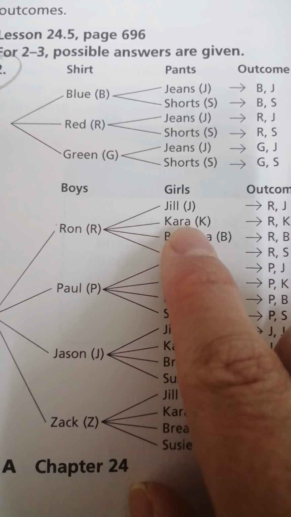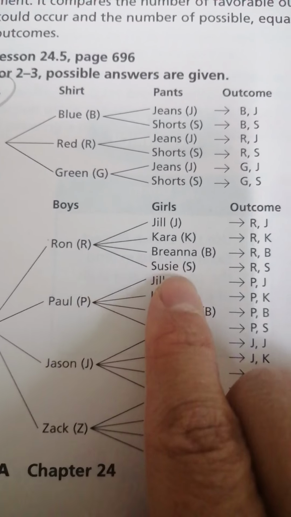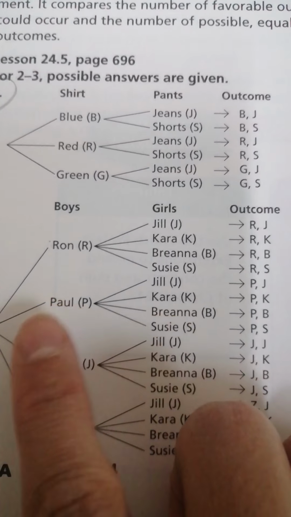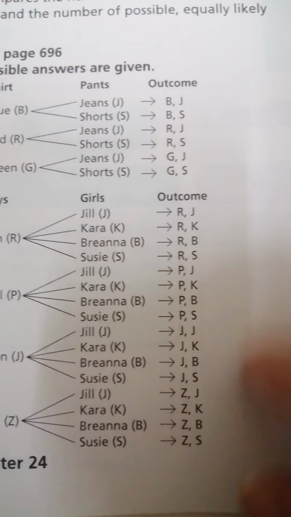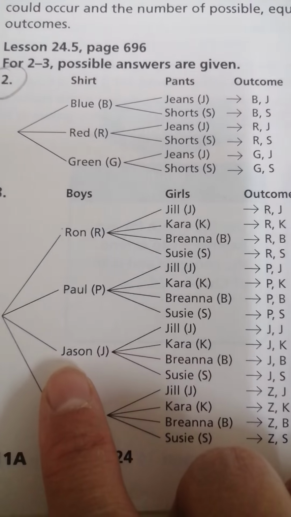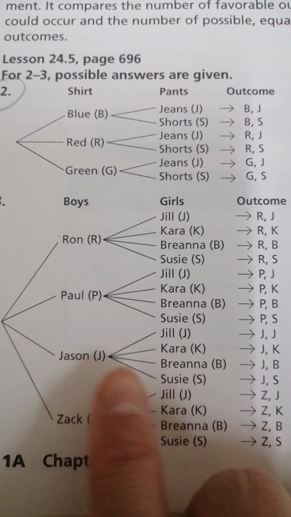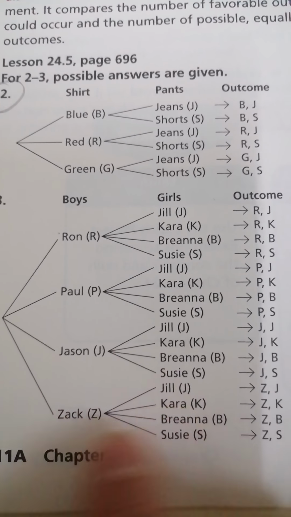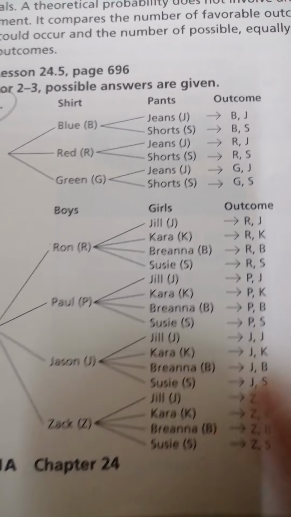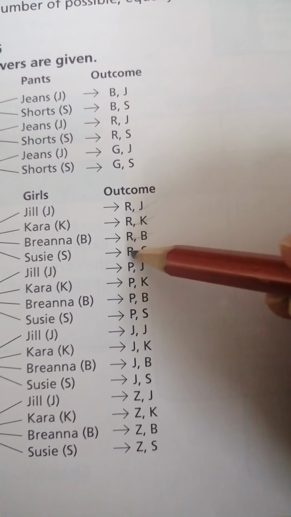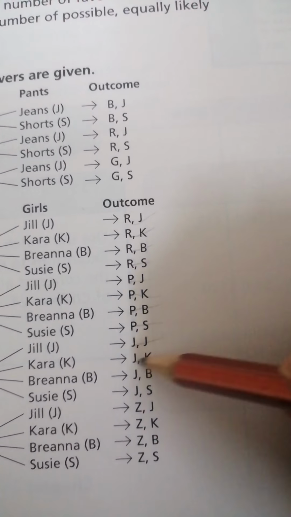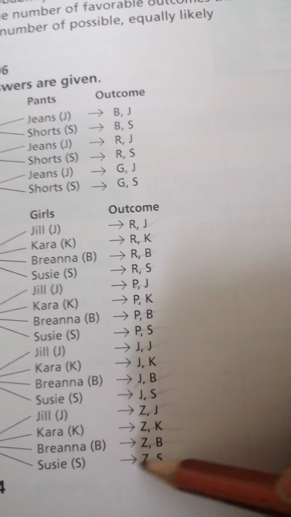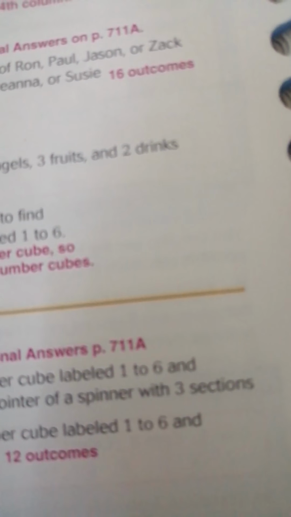Then Ron with Jill, Ron with Cara, Ron with Perina, Ron with Susie. Then Powell with Jill, Cara, Perina, Susie. Just put letters. Then Jason with Jill, Cara, Perina, Susie. And Zach with Jill, Cara, Perina, Susie. How many outcomes here? 1, 2, 3, up to 16. So in question number 3, write 16 outcomes.